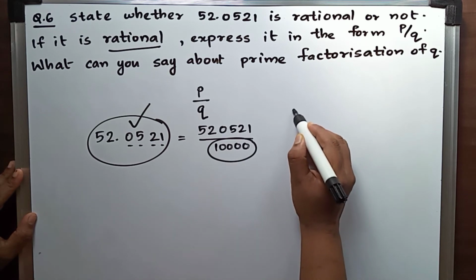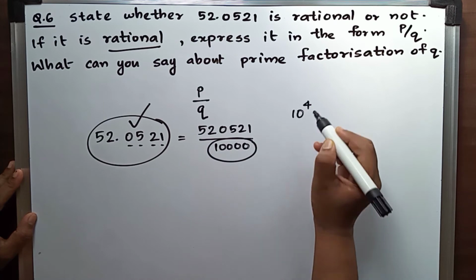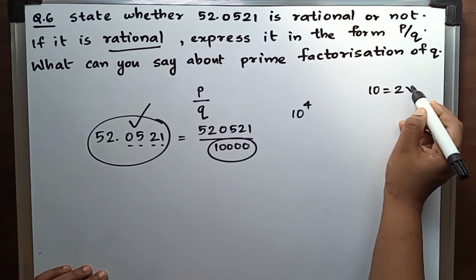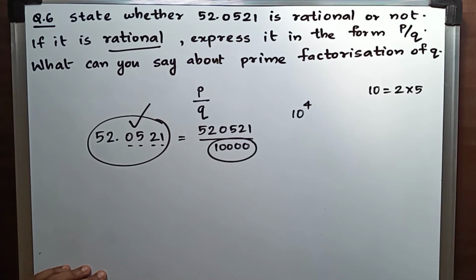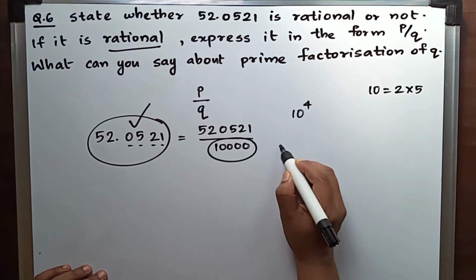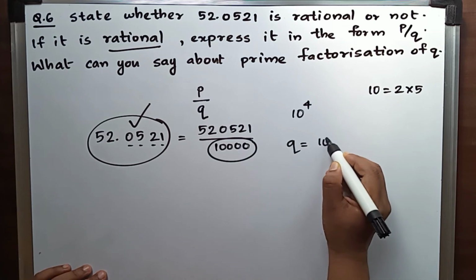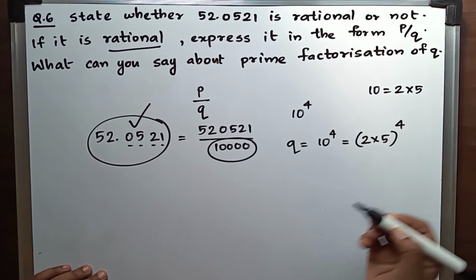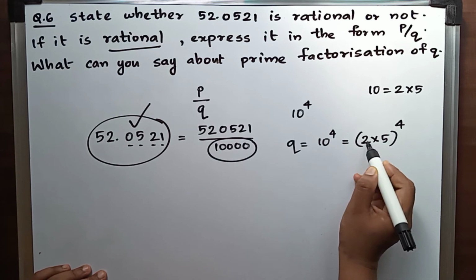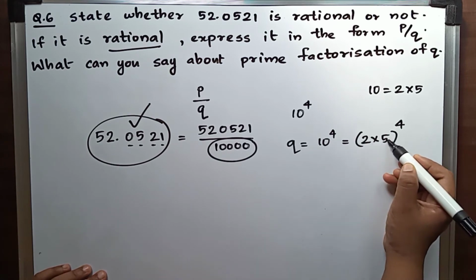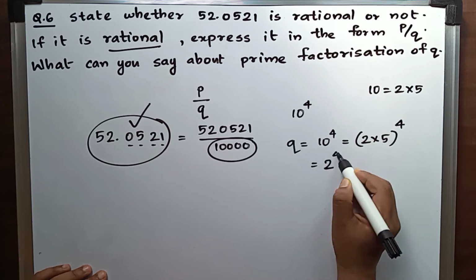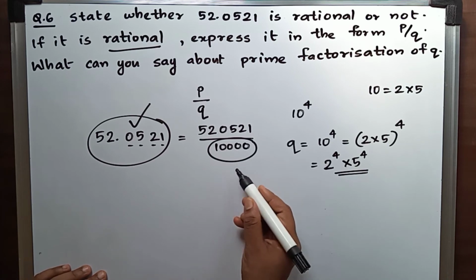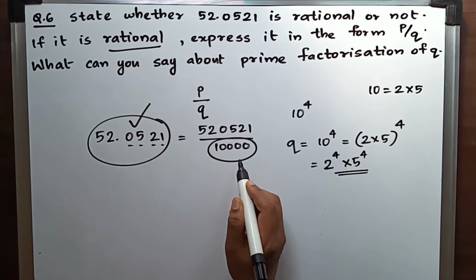This is 10 raised to 4. How many zeros are there? 4 zeros. 10 is 2 into 5. The prime factorization of 10 is 2 into 5. So here Q is 10 raised to 4, and that is (2 into 5) raised to 4, right? 10 is 2 into 5, so 10 raised to 4 is (2 into 5) raised to 4, that is equal to 2 raised to 4 into 5 raised to 4. So this is the prime factorization of Q. Q here is 10 raised to 4.